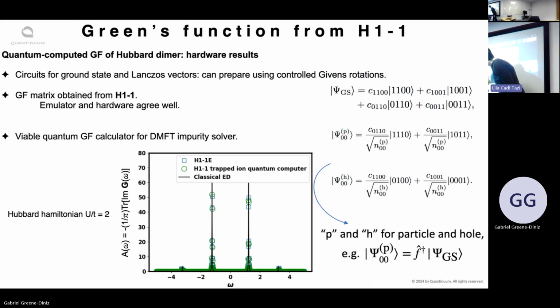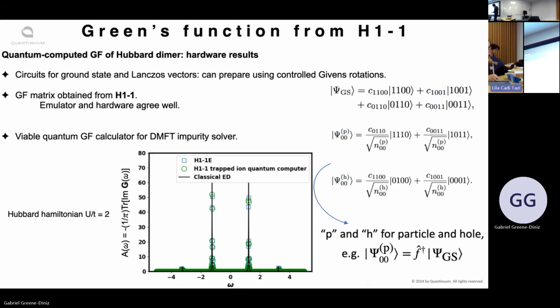What we can see here is the spectral function, which is just the trace of the imaginary part of the Green's function, basically the density of states for that system. The black line is classical exact diagonalization, and the dots are from the hardware or the emulator. The excitation energies themselves are very well defined. There's no error mitigation there at all. It's just straightforward. Granted, the circuits are quite small because it's only the Hubbard dimer, but it's nice to see that even without any error mitigation, you get very good excitation energies.